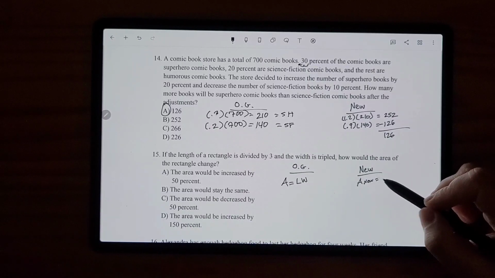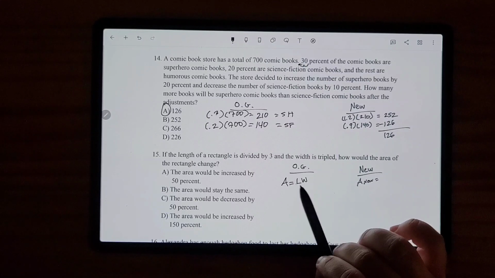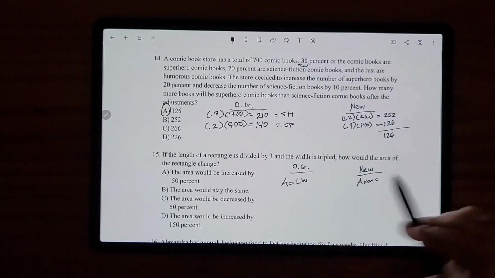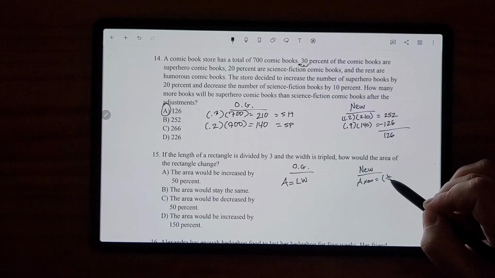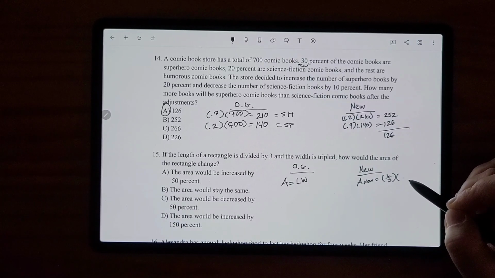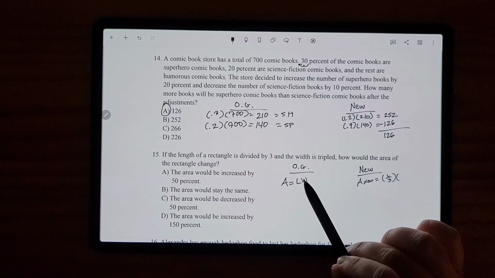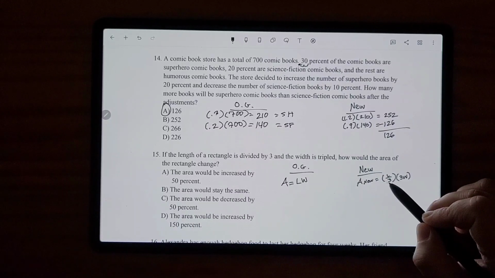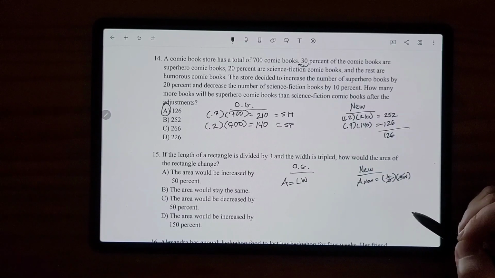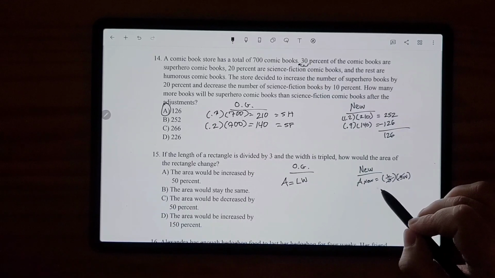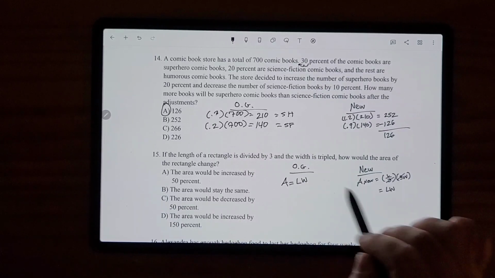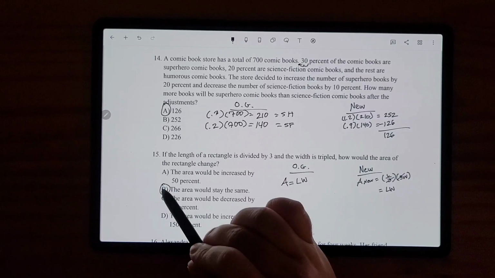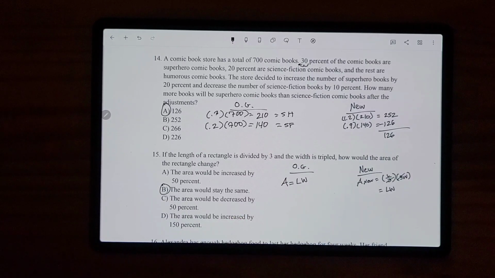divided by 3. So that means my length, because still area is equal to length times width, it's just that my length now is equivalent to L divided by 3. And my new width is going to be triple the original width. So my new width is actually 3W. You'll notice that if you multiply those, the 3's cancel out, and then you have A new is equal to length times width. It's the same exact thing, so area would remain exactly the same.